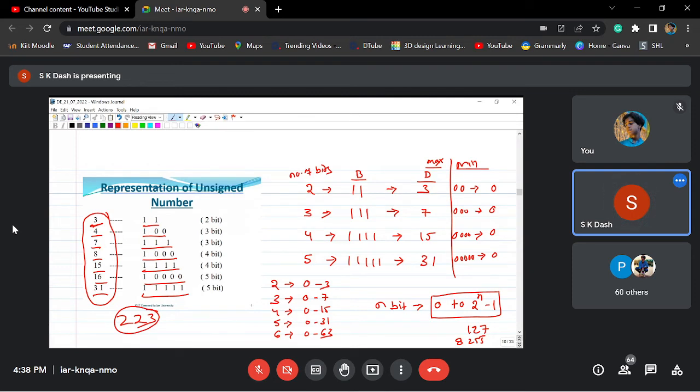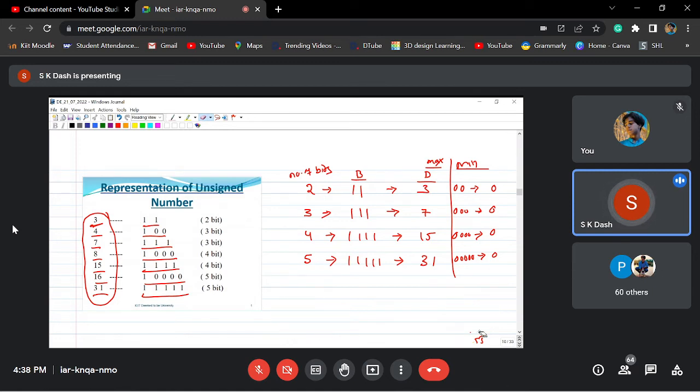Another aspect is, suppose I want to represent 11 using binary numbers. How many minimum bits will be required to represent 11? Not 3, because 3 bits give only up to 7. It will be 4 bits. 4 bits will be 1011. Now suppose the question comes, represent this 11 using 8-bit numbers.